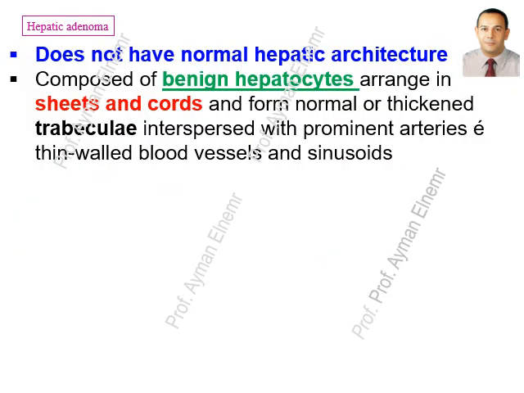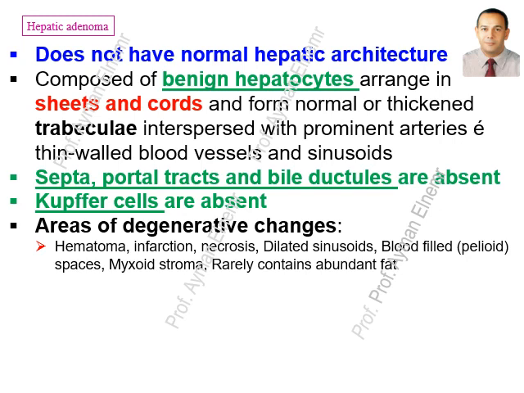Hepatic adenoma doesn't have normal hepatic architecture and is composed of benign hepatocytes arranged in sheets and cords that form normal or thickened trabeculae interspersed with prominent arteries with thin-walled blood vessels and sinusoids. Septa, portal tracts, and bile ductules are absent.